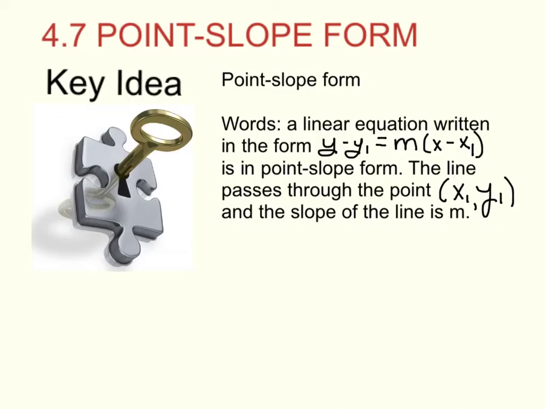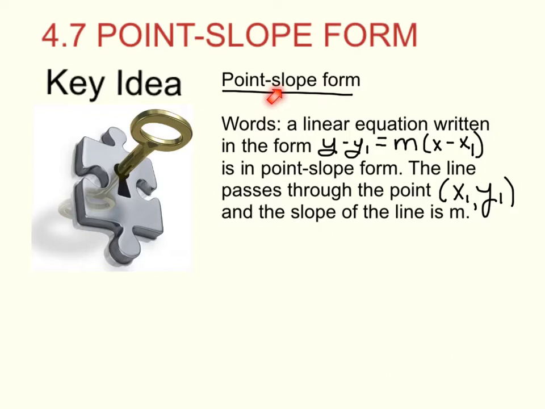In section 4.7, we are going to learn our last equation that you have to memorize in this chapter. So let's look at the key idea. The key idea is point-slope form. Now, let's use common sense. Point-slope form would be used for a point and your slope. So here's what it means in words.